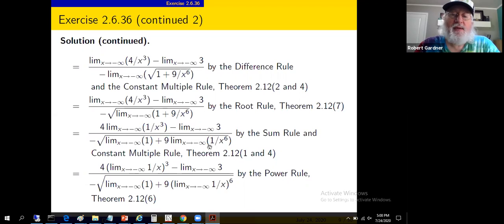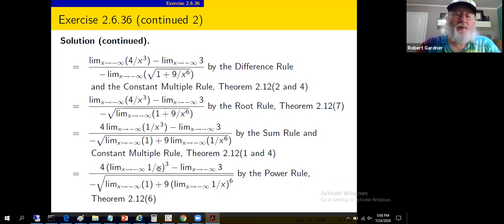Same thing with this limit of 1 over x to the 6th. Who says? It's the power rule that allows you to do that. Okay, so we're passing those limits inside those raising to the 3rd power and raising to the 6th power functions. Power rule says you can do that. And that's what we were looking for.